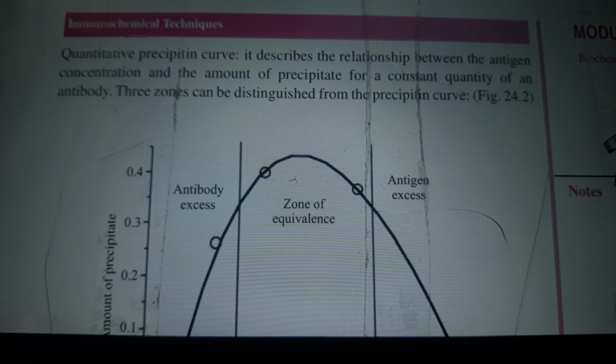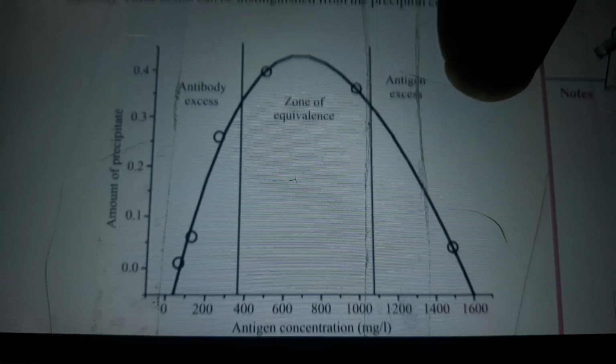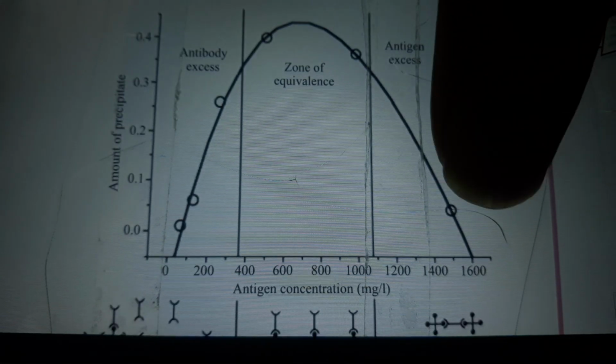Immunochemical techniques. Quantitative precipitin curve. It describes the relationship between the antigen concentration and the amount of precipitate for a constant quantity of an antibody. Three zones can be distinguished from the precipitin curve. Please note this. Take a screenshot and take these notes too.